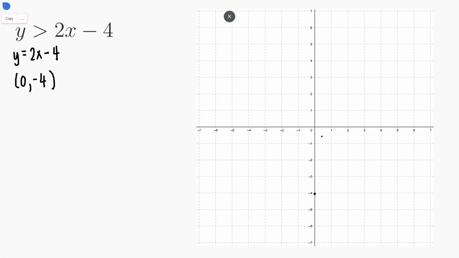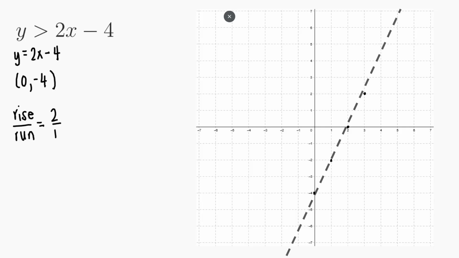And now let's use the slope to find more points. Our slope is going to be rise over run, which is 2 divided by 1. That means every time we go 1 to the right, we go 2 up. So 1 to the right, 2 up is here. 1 to the right, 2 up, and so on. That should be enough for us to graph our line.